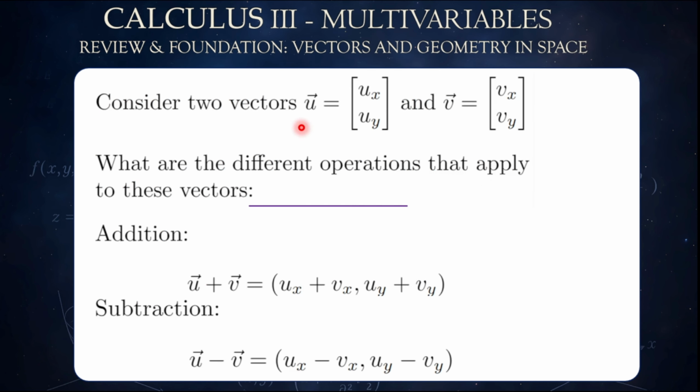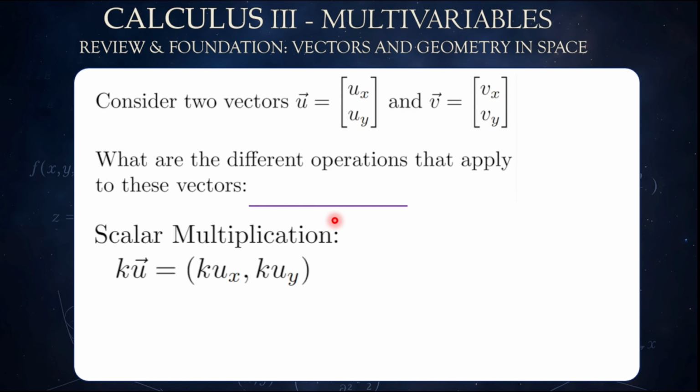Consider two vectors u having the coordinates (ux, uy), and v, (vx, vy). What are the different operations that apply to these vectors? At first, addition, u plus v. The addition and subtraction, both of them give you a new vector. So u plus v is equal to a new vector having the coordinates ux plus vx as x-axis coordinate, and uy plus vy for the y-axis. Subtraction, the same thing. u minus v equals a new vector having ux minus vx and uy minus vy.